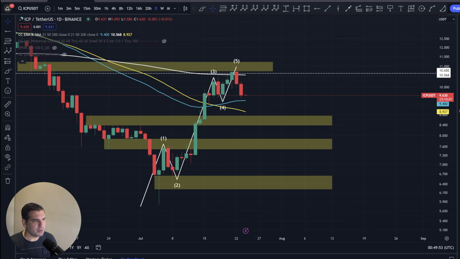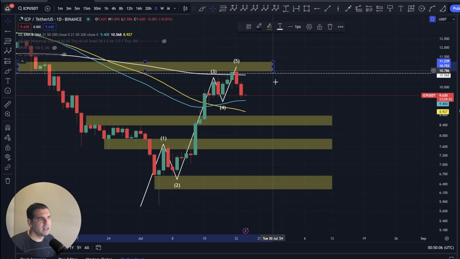Let's jump right down into today's brief update on ICP. So here we have ICP paired up with USDT. We're on the 1-day Binance chart, and we have seen some really good growth in a 5-wave structural point to the upside, hitting into that resistance on the 22nd of July, so just a couple of days ago.